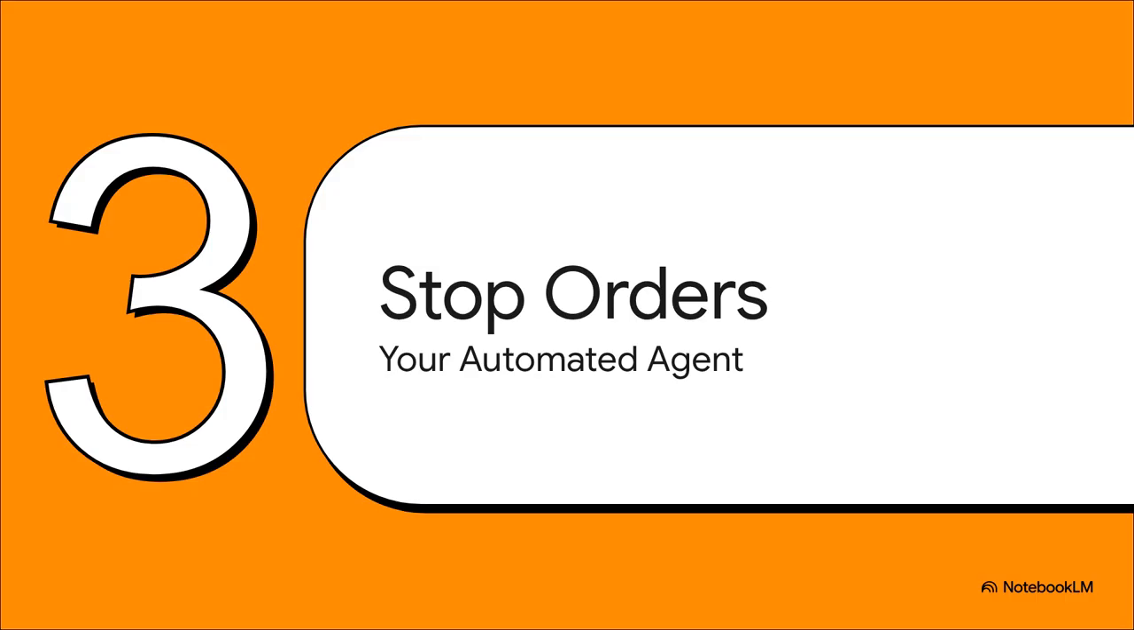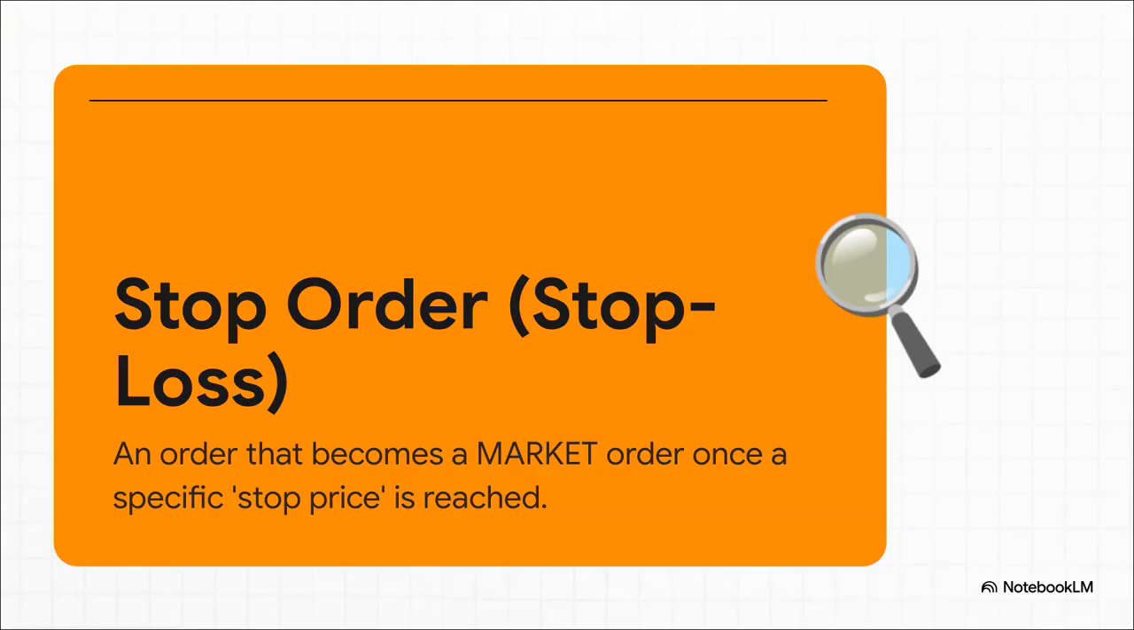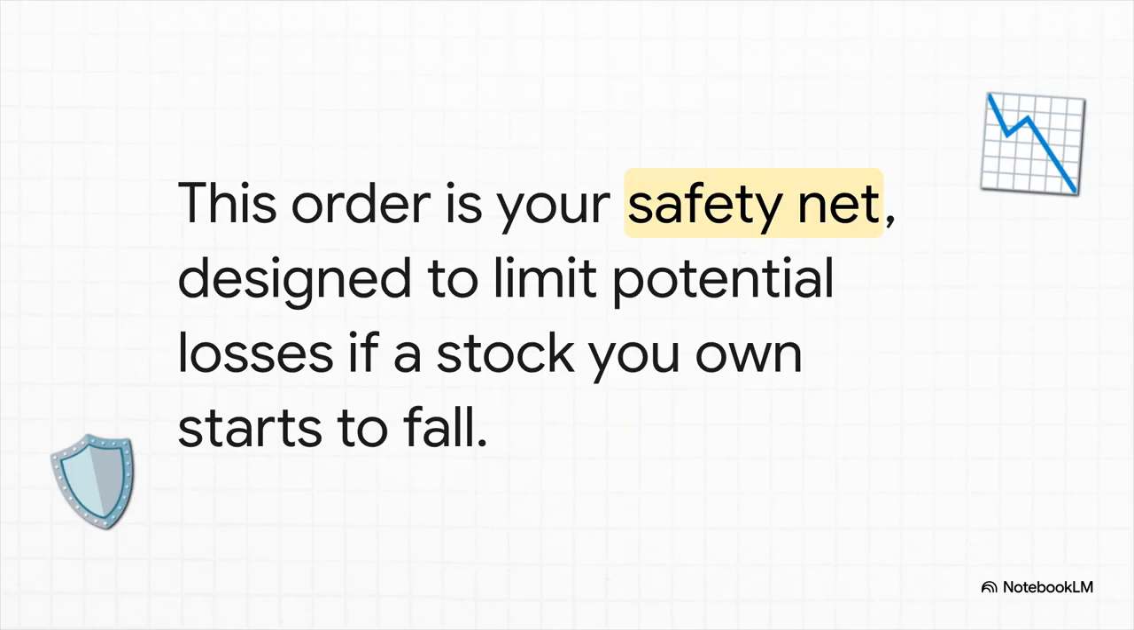Stop orders, they're kind of like having your own automated agent who just watches the market for you, ready to spring into action. The most common version of this is the stop-loss order. It's an order that literally does nothing until the stock price falls to a specific level you set, which we call the stop price. The second it hits that price, bam, it instantly turns into a market order to sell. Its main job is to be your safety net.